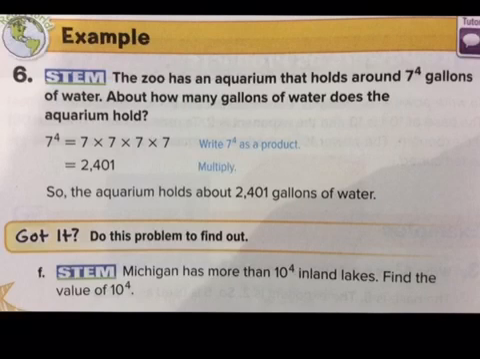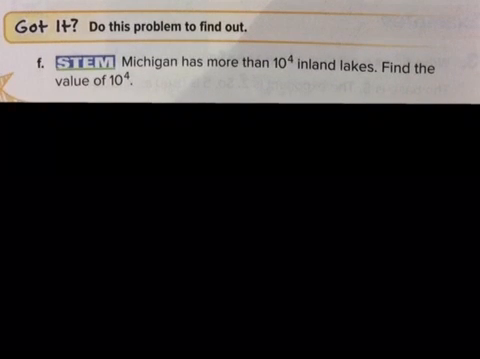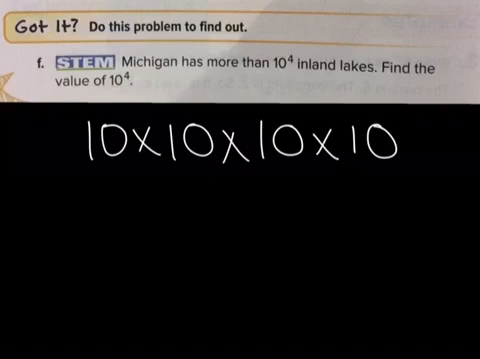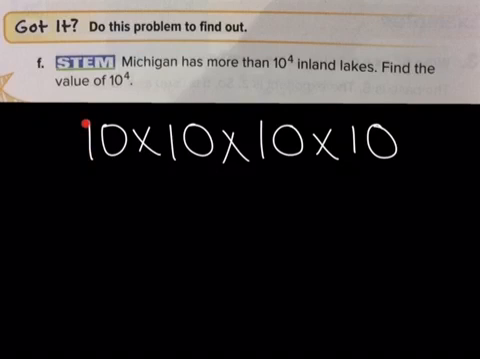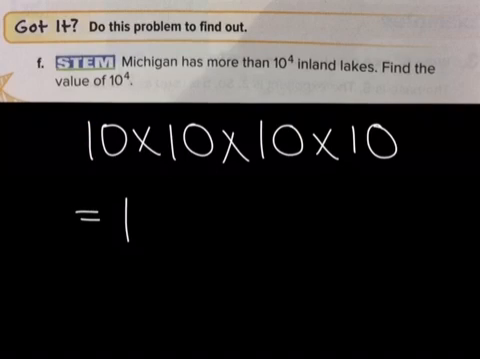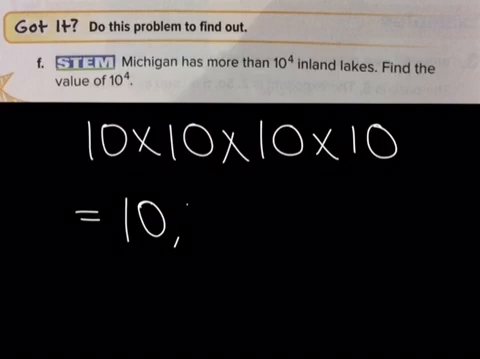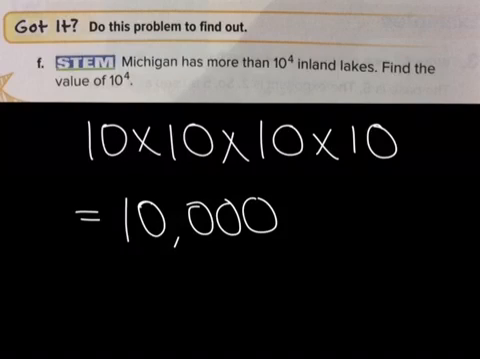And finally, for example 6, we have a word problem. Michigan has more than 10 to the 4th power inland lakes. Wow, so it has a lot of lakes, 10 to the 4th power. Find the value of 10 to the 4th power. Well, 10 to the 4th power is written as so. We write it 4 times, and remember the trick where we take the 1 and write it down, and then we count the number of zeros: 1, 2, 3, 4. So it's the land of 10,000 lakes. There it is. Michigan is the land of 10,000 lakes.